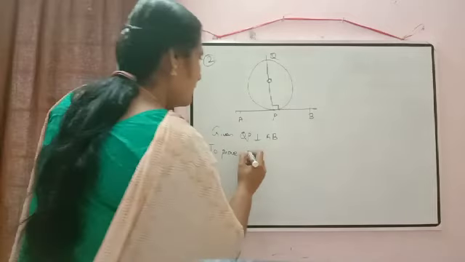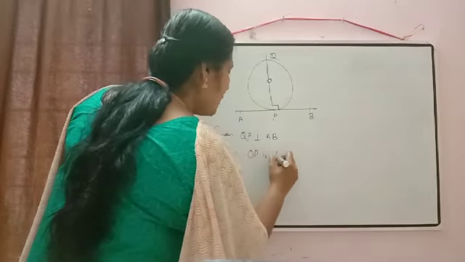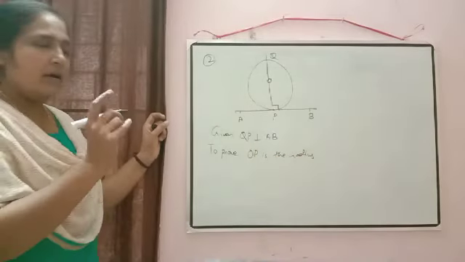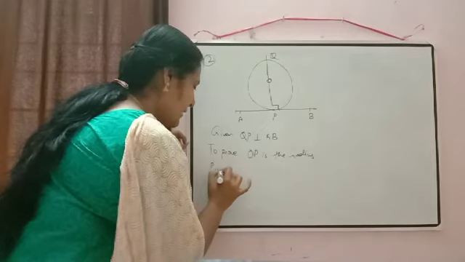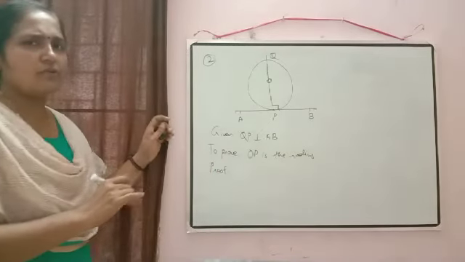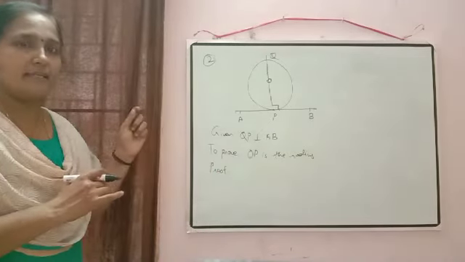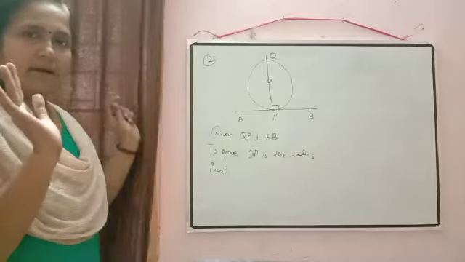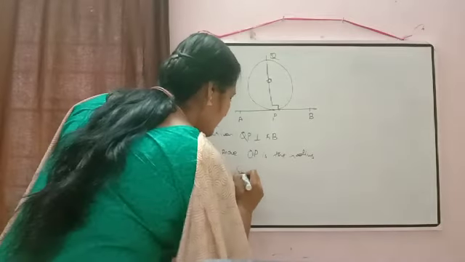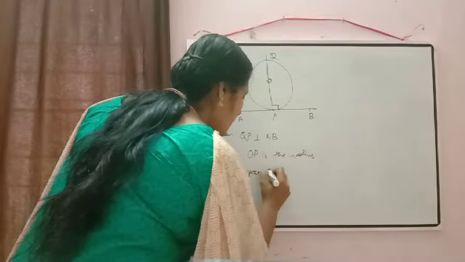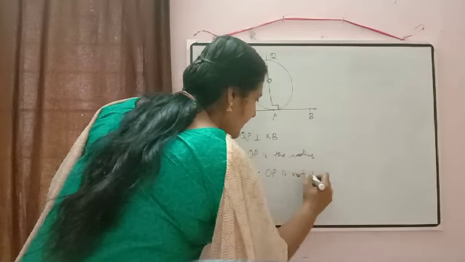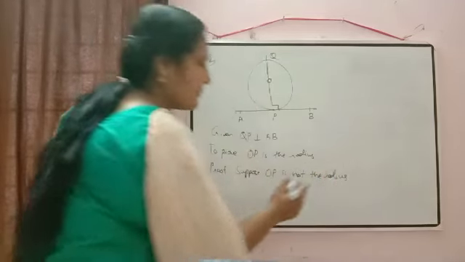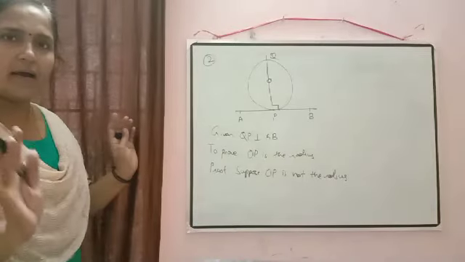So just write down there. We are going to prove here OP is the radius. For that, what will we do? We will take the contradiction. We will suppose that OP is not the radius. So just write down there, suppose OP is not the radius. We have to prove OP is the radius, but we are supposing that OP is not the radius.